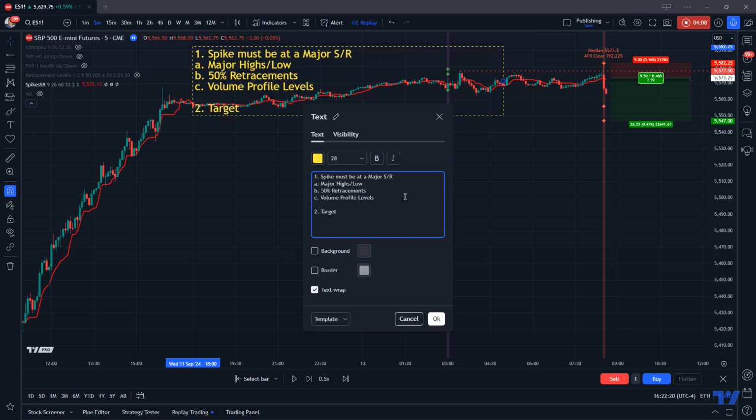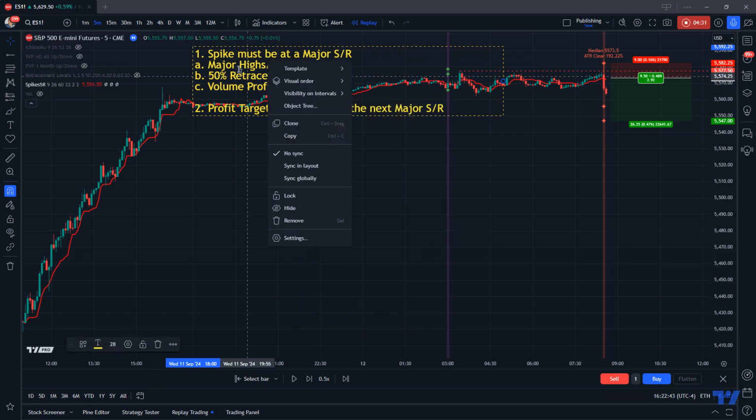The profit target must be, I want to say, reasonable. Let's just say within the next major support resistance. Yeah, I like that. I like that definition a little bit better. And I'll go into a lot more detail on that as we go along.